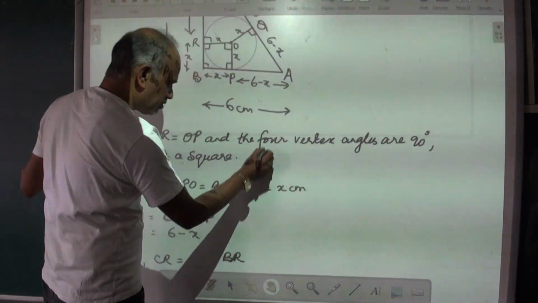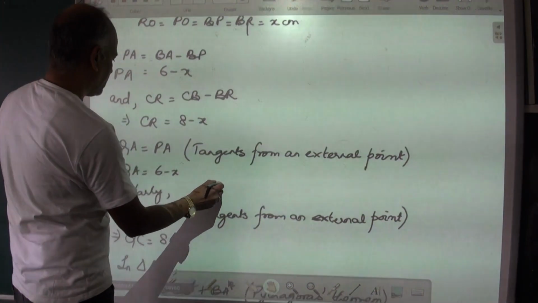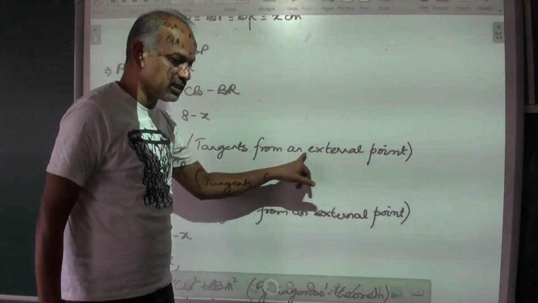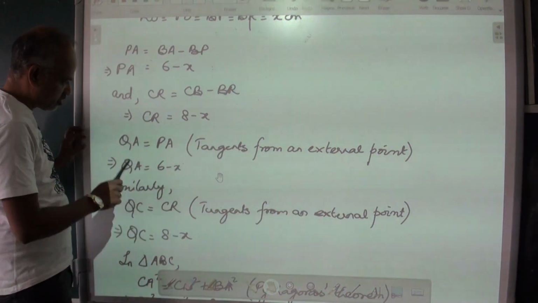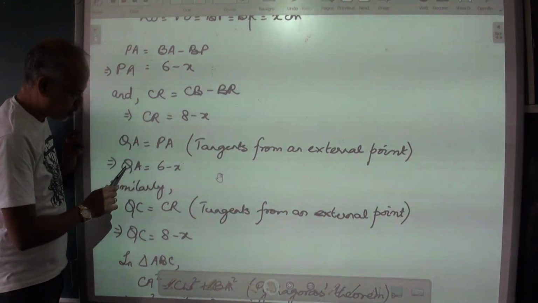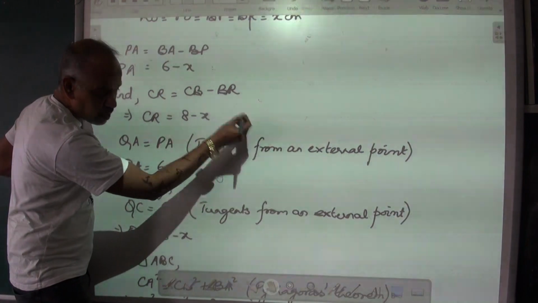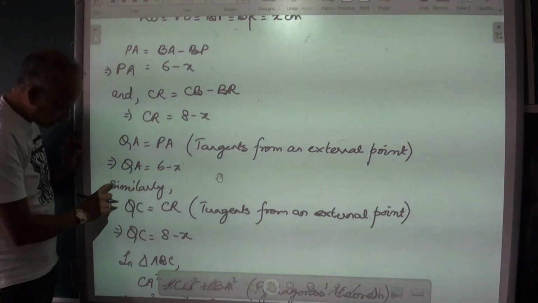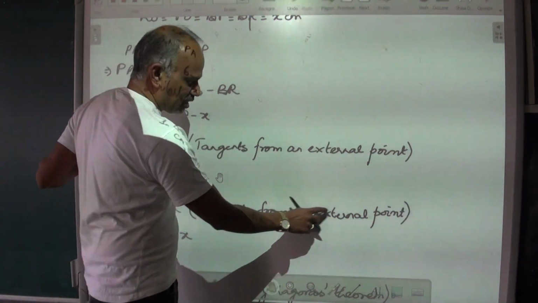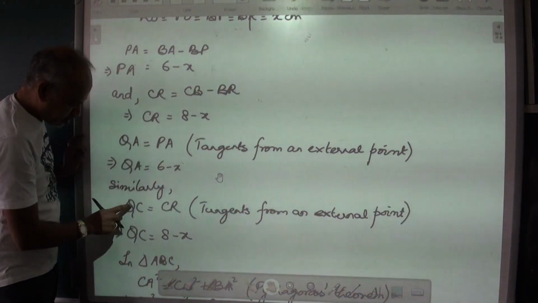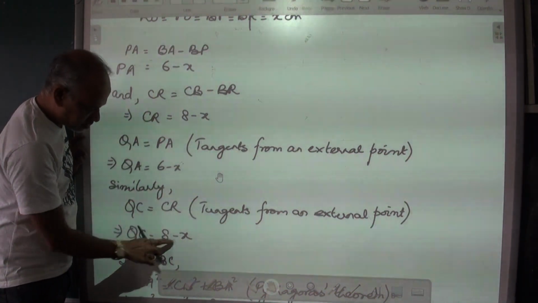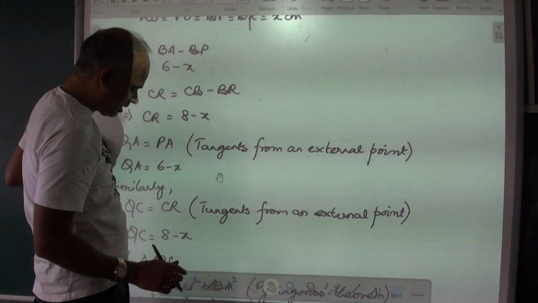So the statement for that is QA is equal to PA, because they are tangents from an external point, the lower one which I showed you. PA was 6 minus x, so QA is also 6 minus x, which I mark on the hypotenuse. Similarly, QC is equal to CR. They are also tangents from an external point, the upper one which I showed. So QC is equal to CR, which is 8 minus x. So this also I marked on the hypotenuse, 8 minus x.